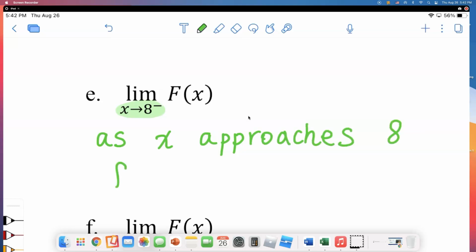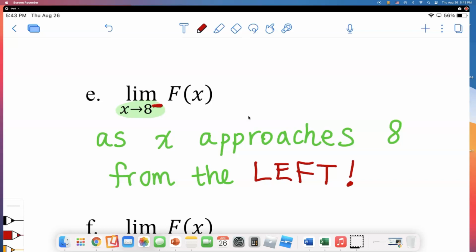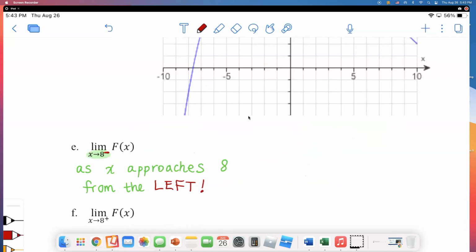8 from the left. Okay, so you start somewhere on the left side of 8 and then try to go to 8 and see where the graph is going. Okay, so let's take a look.